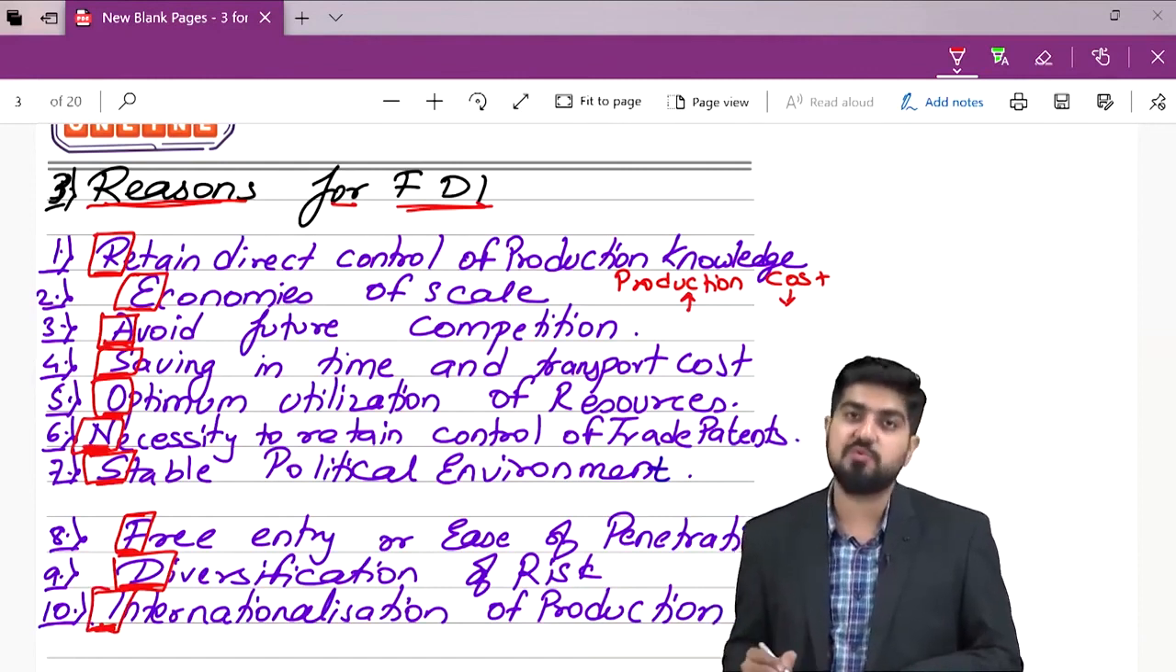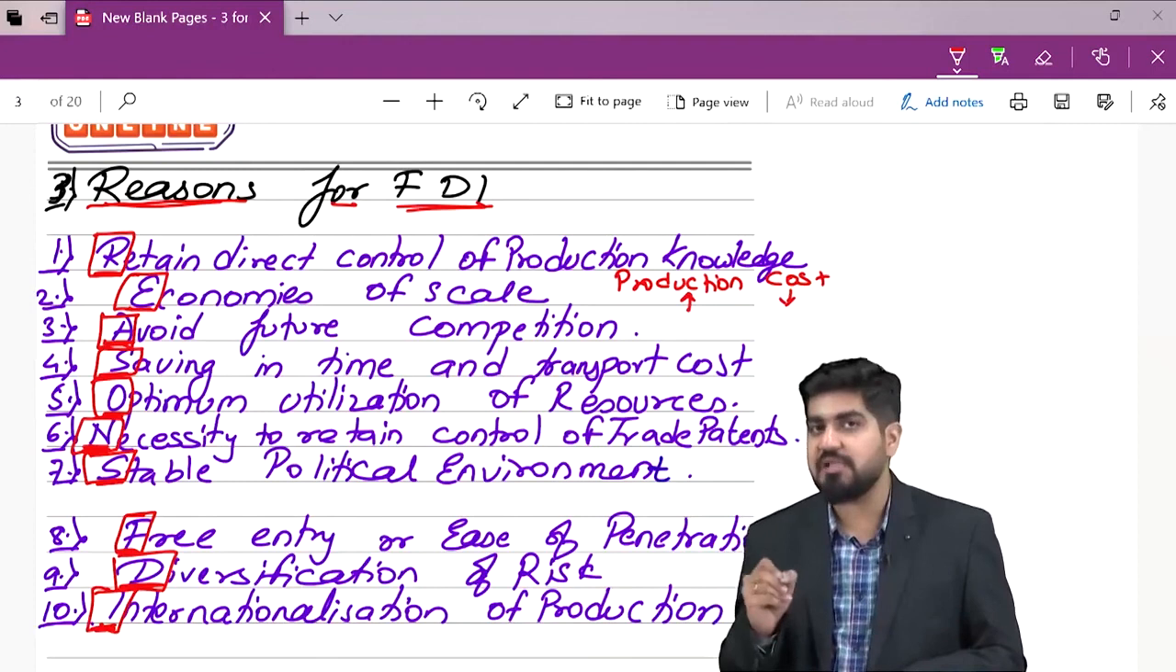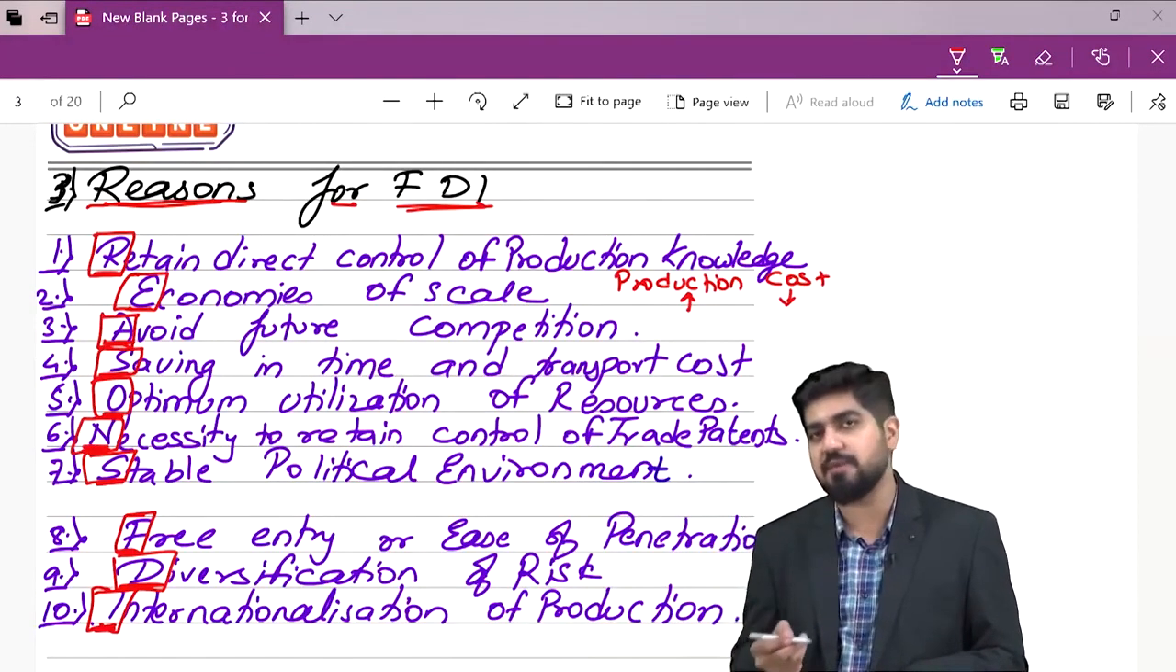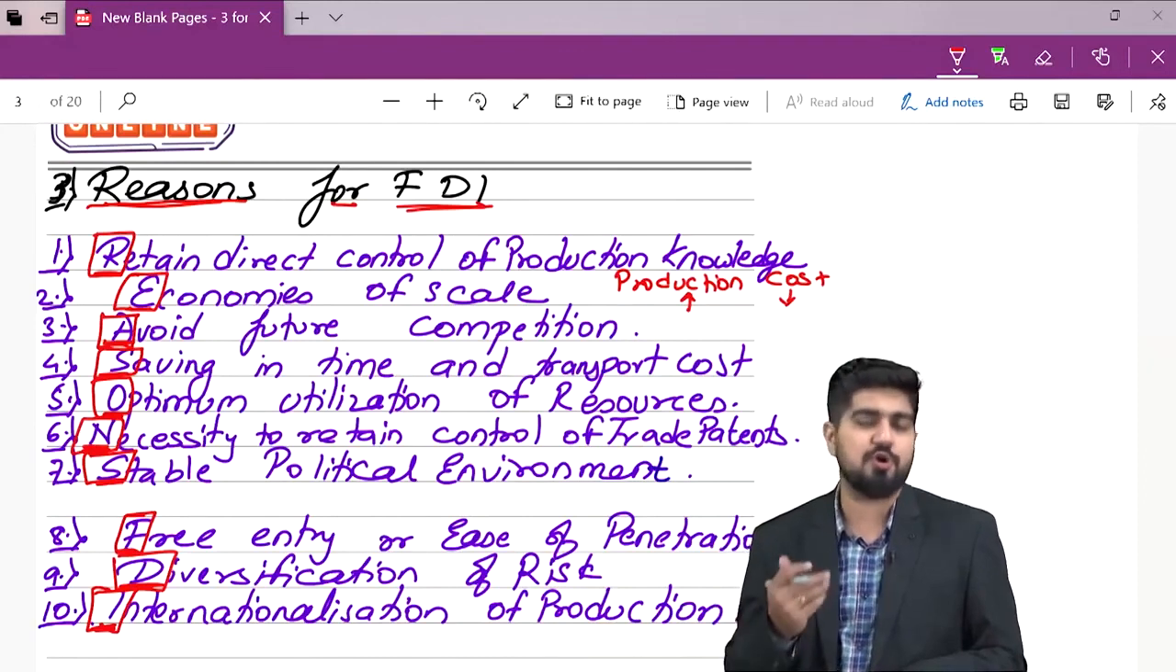I hope this mnemonic, that is short form, helps you in learning this answer by heart. Very important answer, students. You can remember any 6 to 7 points of your choice.